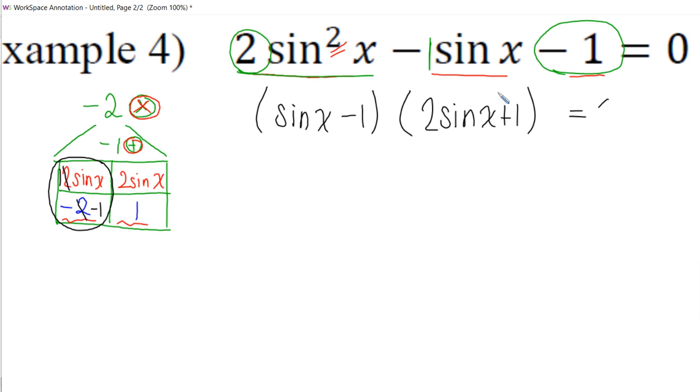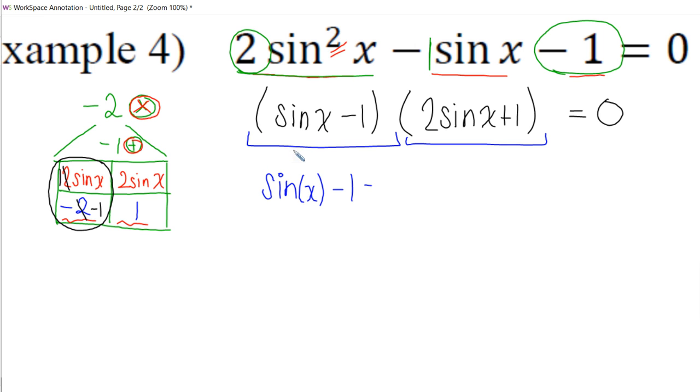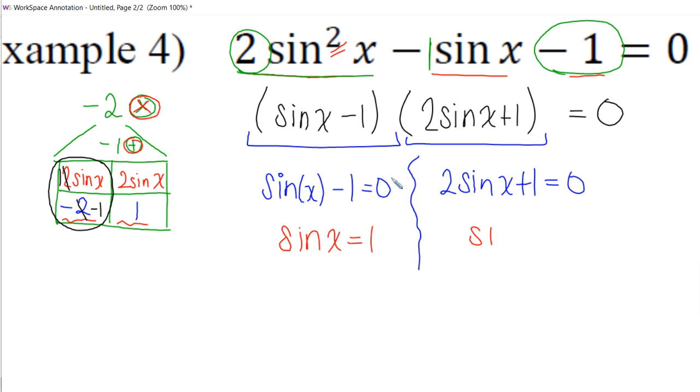And this is going to allow me to set each of these parentheses equal 0 to solve for our roots or our x's. So this becomes sine of x minus 1 equals 0. That's one of them. My second one is 2 sine of x plus 1 equal 0. Now this one becomes sine x equal 1. This one becomes sine x equal negative 1 over 2 because you have to subtract 1 and divide by 2.